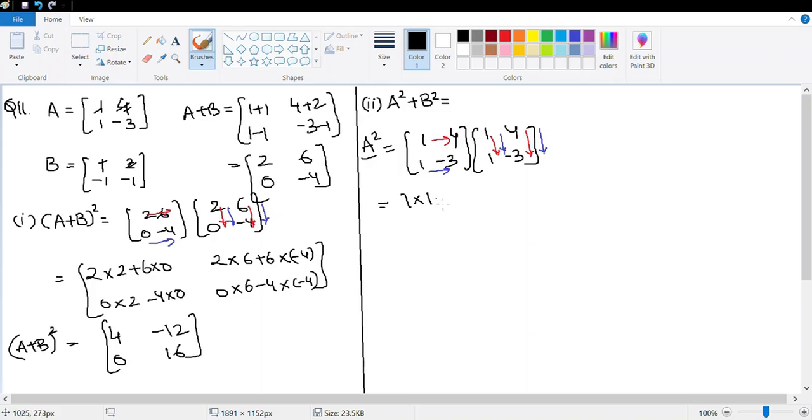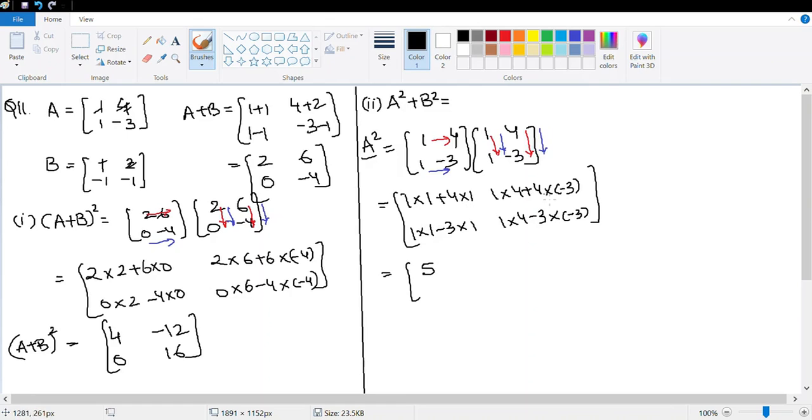1 multiplied with 1 plus 4 multiplied with 1. Next is 1 multiplied with 4 plus 4 multiplied with negative 3. Then 1 into 1 minus 3 into 1 and then 1 into 4 minus 3 into negative 3. So A square will be 1 plus 4, which means 5. This is 4 minus 12, which gives me negative 8. This is 1 minus 3, which gives me negative 2, and this is 4 plus 9, which gives me 13. Perfect. So I've got A square.